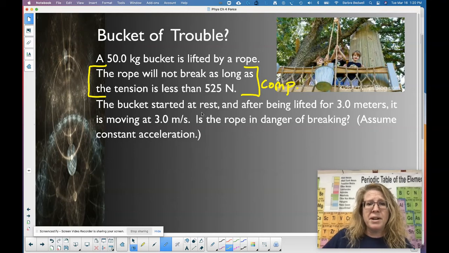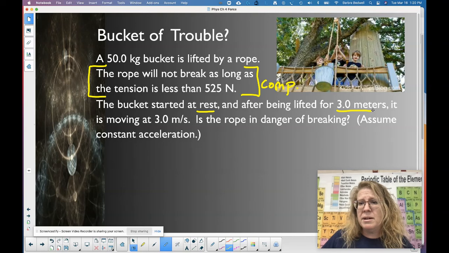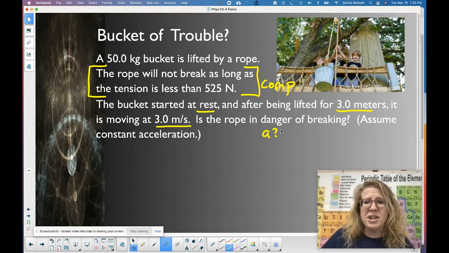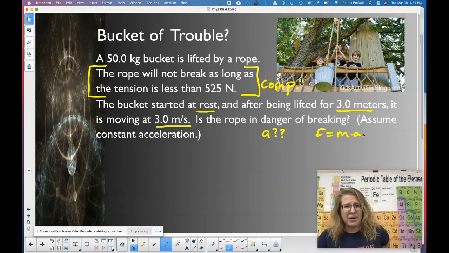So we've got our bucket starting at rest. And then after being lifted for 3 meters, it's moving at 3 meters per second. Is the rope in danger of breaking? Assuming constant acceleration, we need to figure out our acceleration, and then use that acceleration to figure out our force, because force equals mass times acceleration. That's what we need to figure out.